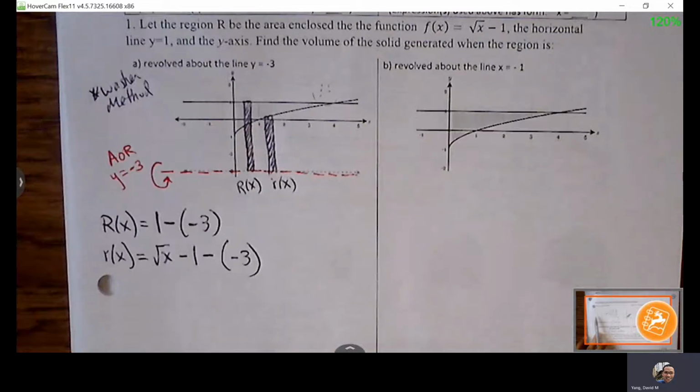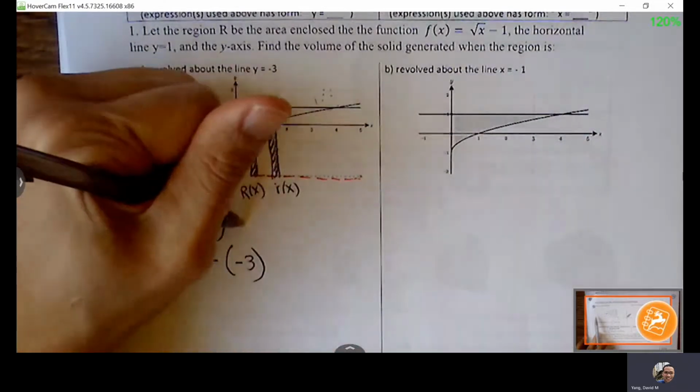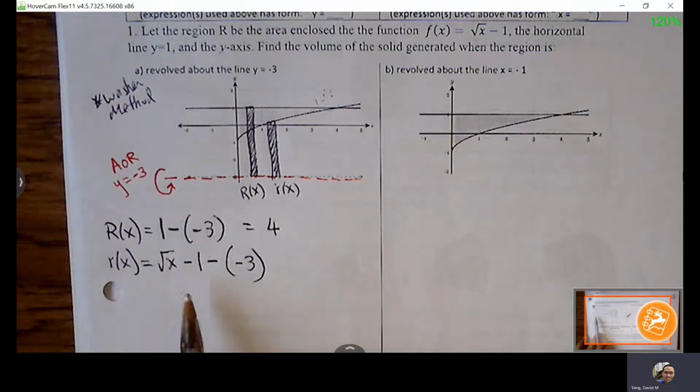Okay, let's clean this up. Keep track of our negatives there. 1 plus 3. And then 1 minus negative 3, that's going to, well, negative 1 minus negative, that's negative 1 plus 3, which is 2.